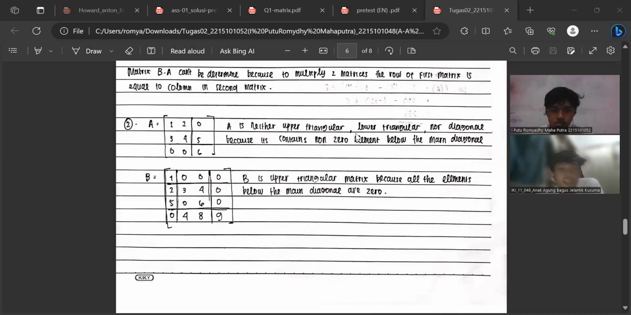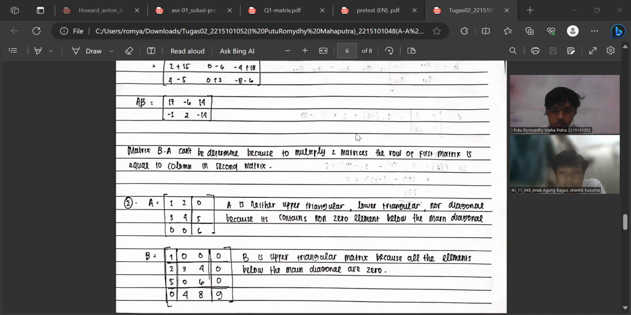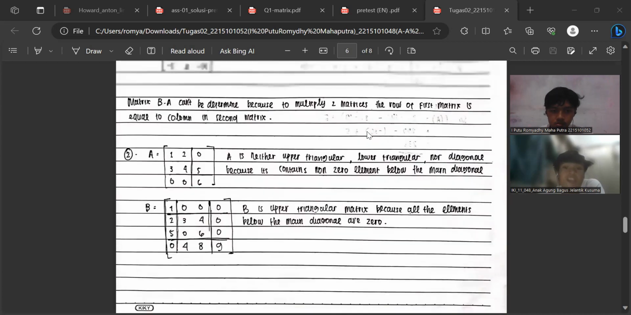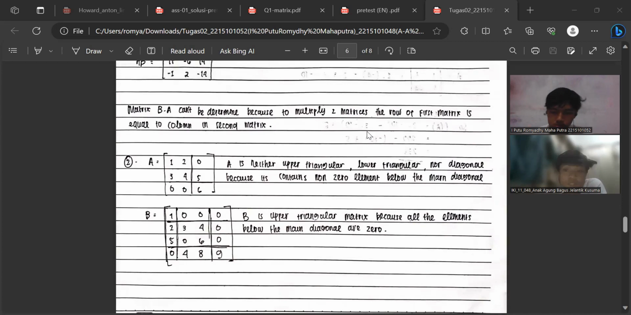And then for the second problem, determine which of the following square block matrices is an upper triangular, lower triangular, and/or diagonal matrix. So this is the matrix A. You can see it, matrix B, C, and D.